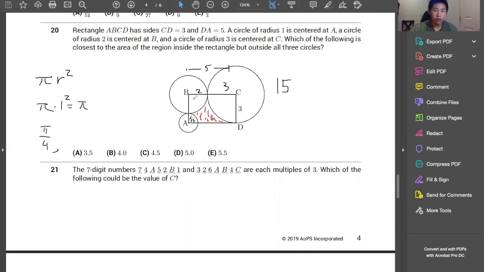And for the B quarter circle, we'll basically do the same thing. Pi times 2 squared is 4 times pi. Now, since it's a quarter circle, we divide by 4. 4 pi divided by 4, that's pi.